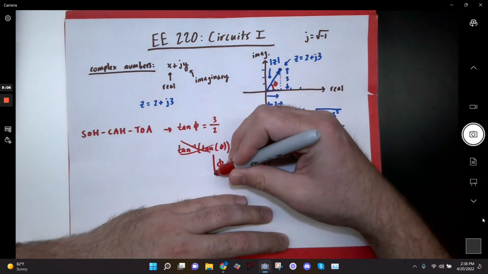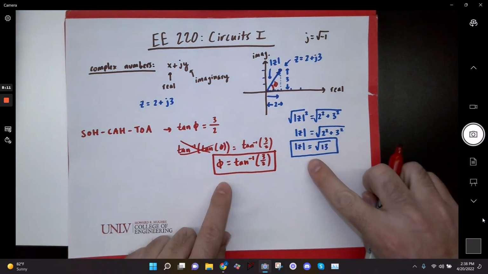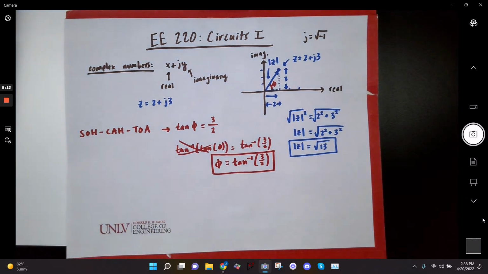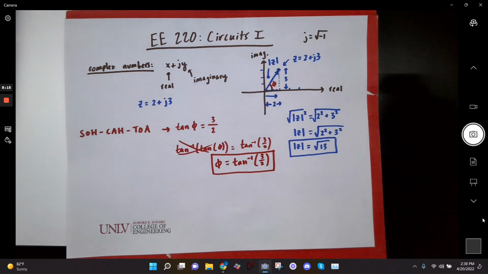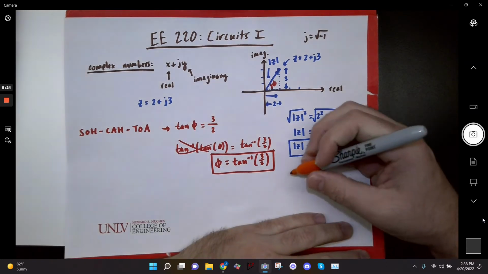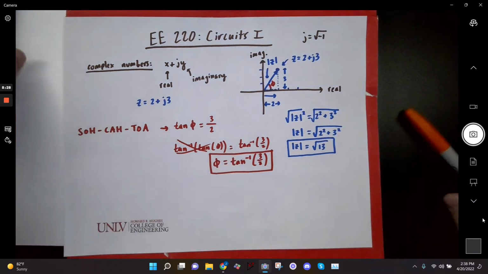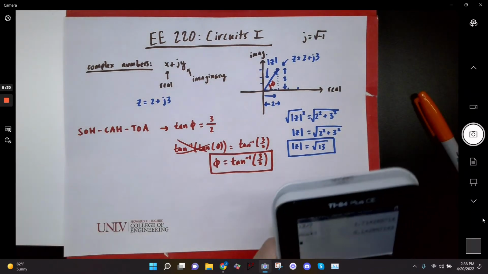Okay? So now I just found my phase, and I found my magnitude. That's my phasor right there. That's literally all a phasor is. We're going to plot this complex number, and we're going to represent it in terms of its magnitude and its angle from the x-axis. Okay? So this, you would write it basically, let's see, what's the tan inverse of 3/2?